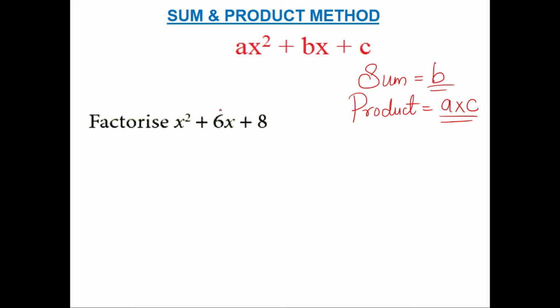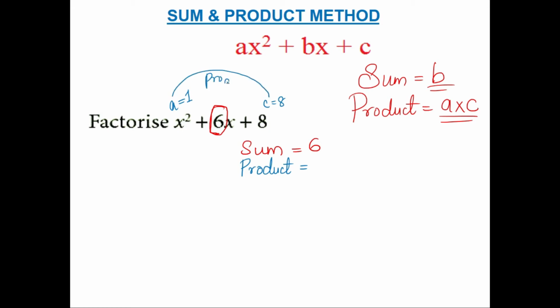Now here the sum is given by the term in the middle, which is b, so my sum is going to be 6, and my product: here my a is going to be 1 because I have the coefficient of x squared as 1, and my c is 8. Multiplying these two terms gives me the product, which is 8. Now find two numbers that will give the product 8.